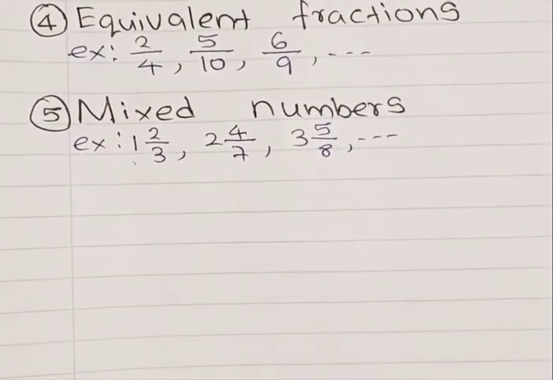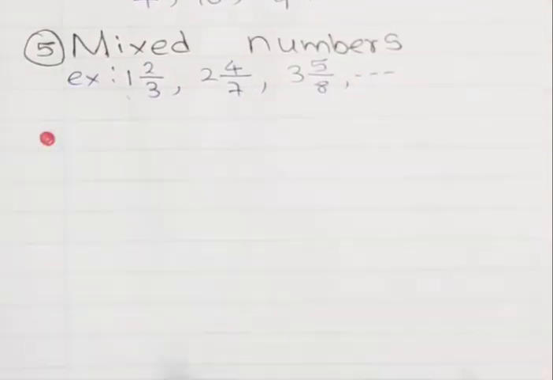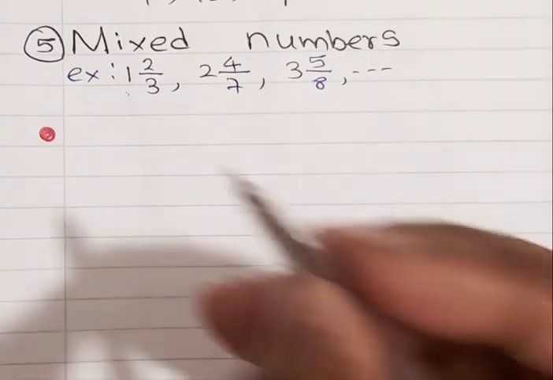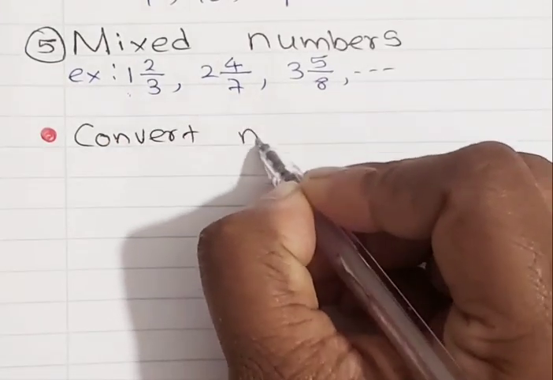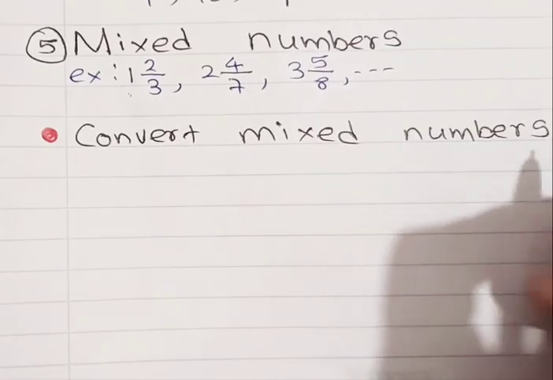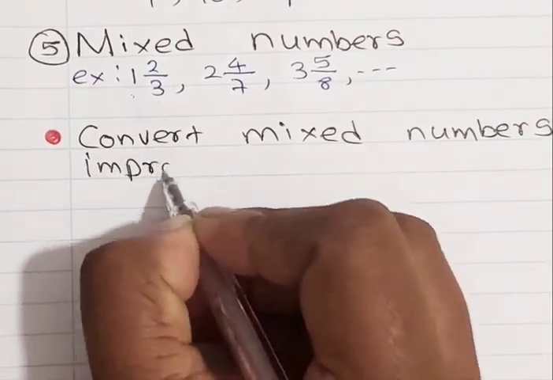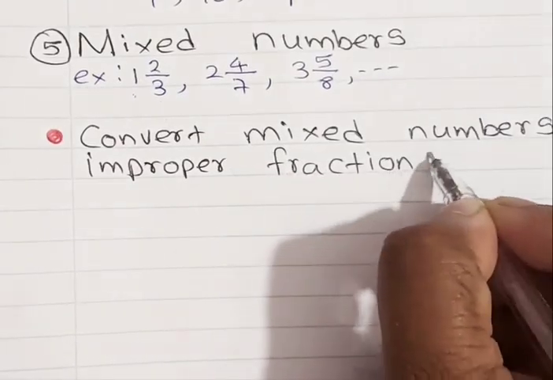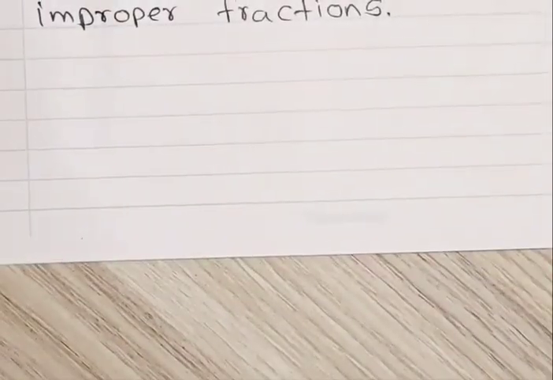And also we can go for the next part now. What is the next one? The next one is a very interesting part, that is converting mixed numbers into improper fractions. Write down the topic here: convert mixed numbers into improper fractions. That is also a very easy method, right? It is also very easy to understand.